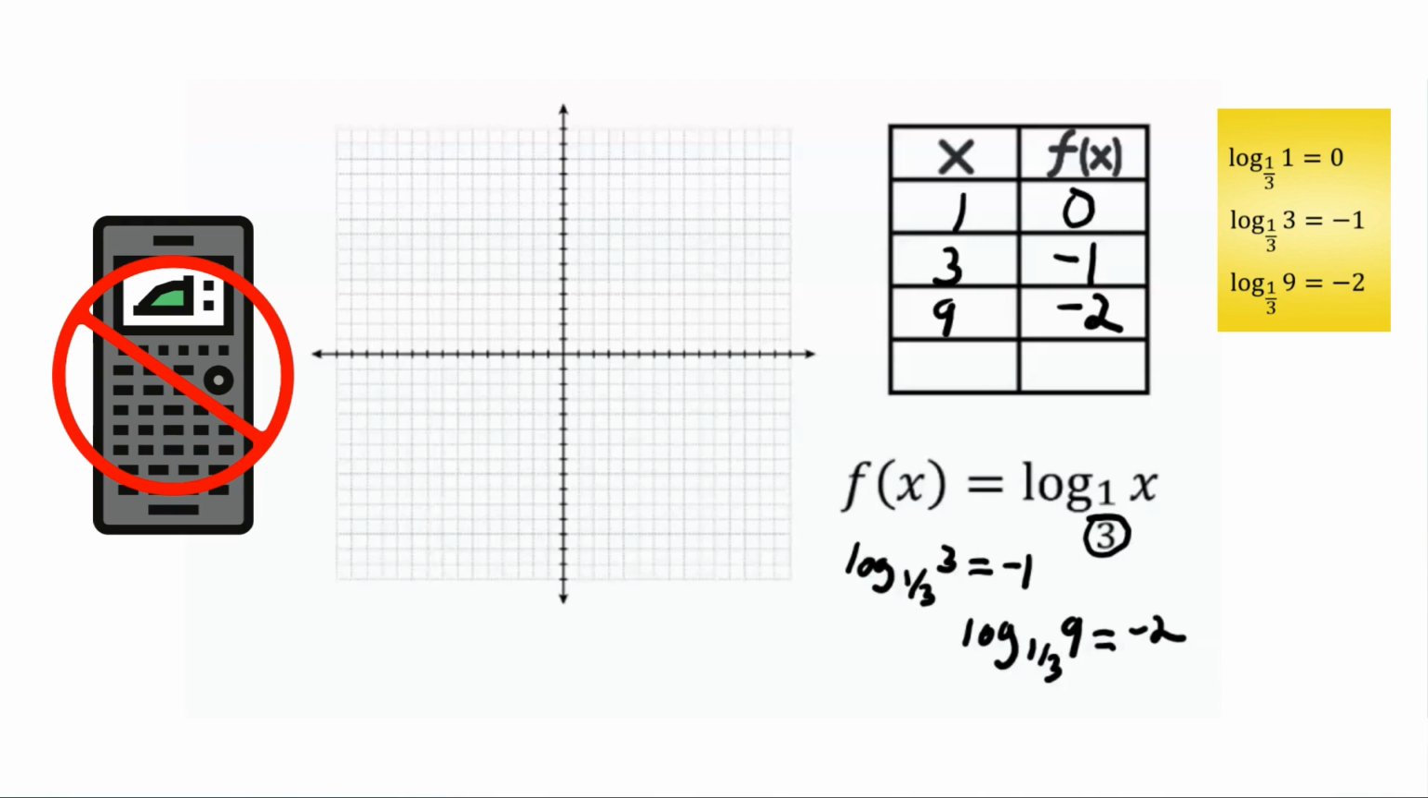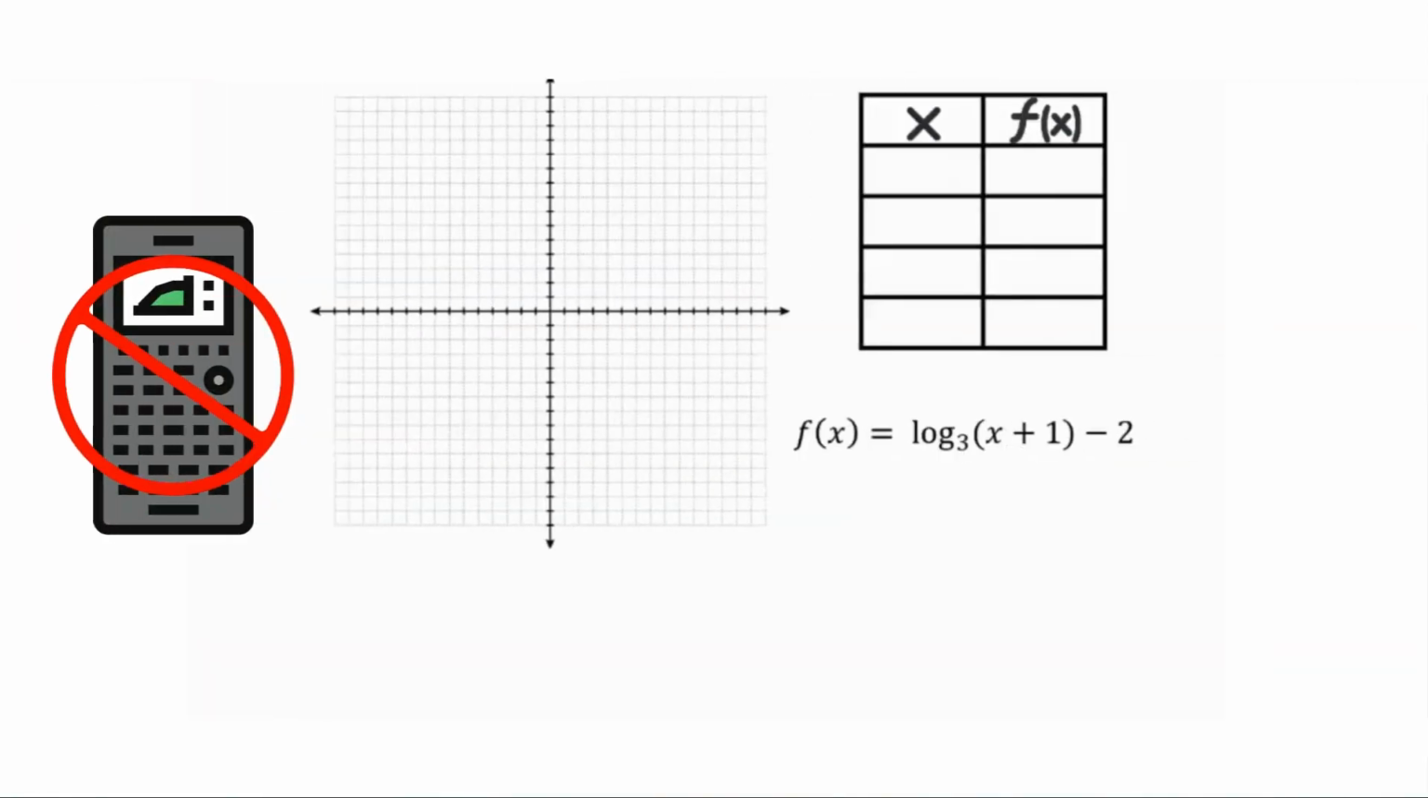All right, so we go to graph this. We've got (1, 0). We've got (3, -1). And then we've got (9, -2): 1, 2, 3, 4, 5, 6, 7, 8, 9, -2. Okay, so now we're going to get our graph. It still has an asymptote at x equals 0, but now it's a decreasing function.